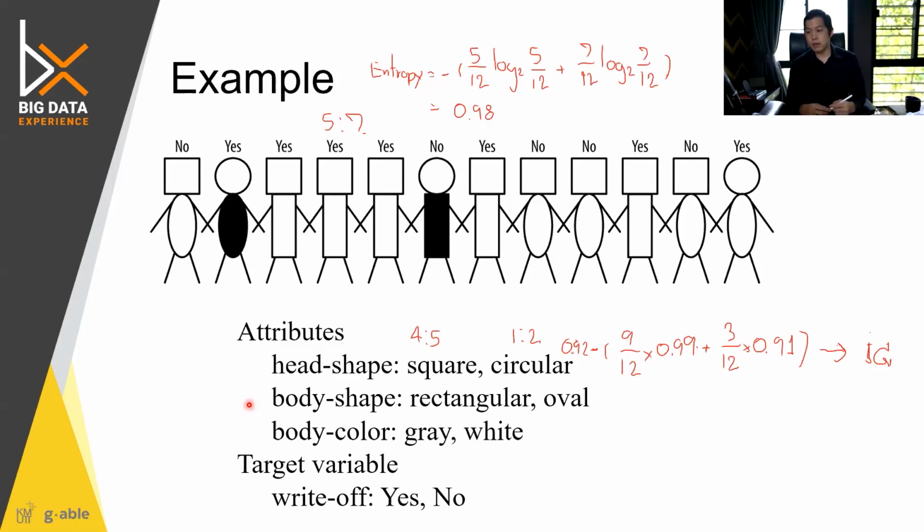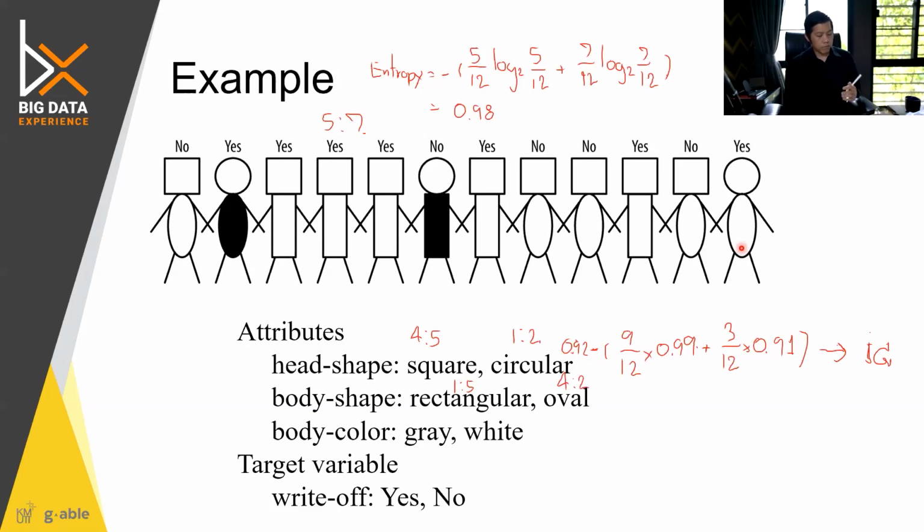If you use head shape to make separation, to make division, you would take a look at this, body shape. For rectangular body shape, let's count no first. You would have just 1 no, and 1, 2, 3, 4, 5 yes. So this would be 1 to 5. For oval, you would have 1, 2, 3, 4 no, and how many yes? 1 yes, 2 yes. So oval will be 4 to 2.